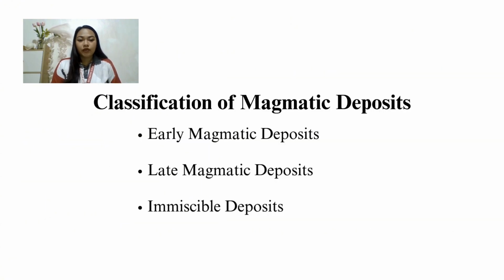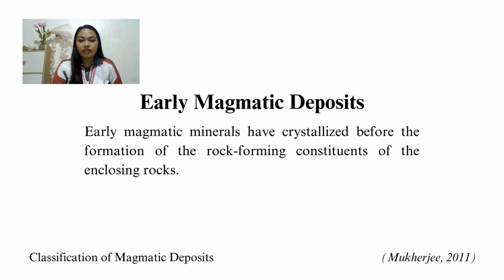For this part, we have classification of magmatic deposits. Under this are early magmatic deposits, late magmatic deposits, and immiscible deposits. First is the early magmatic deposits. Early magmatic minerals have crystallized before the formation of the rock-forming constituents of the enclosing rock. It refers to the mineral concentration that formed before the complete crystallization of host rocks, meaning that the mineral crystallized early in the magmatic process.